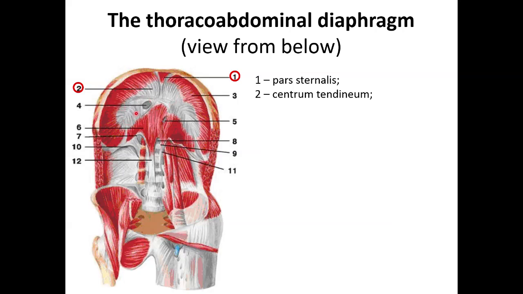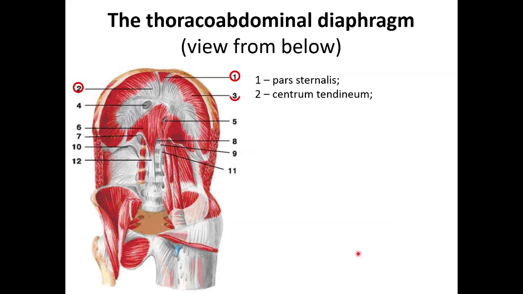So centrum tendinum is the unusual tendon which can, during contraction, make the diaphragm flatten. So centrum tendinum is the tendon of this unusual muscle, musculus phrenicus.